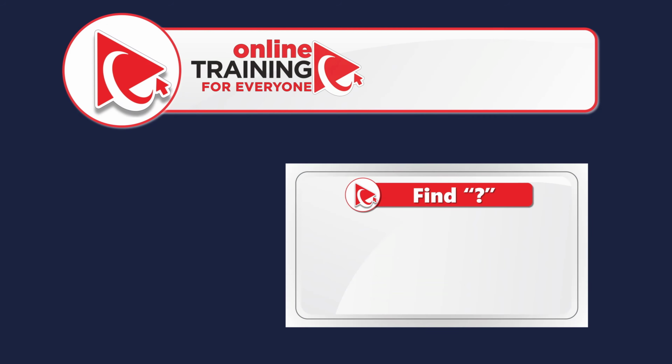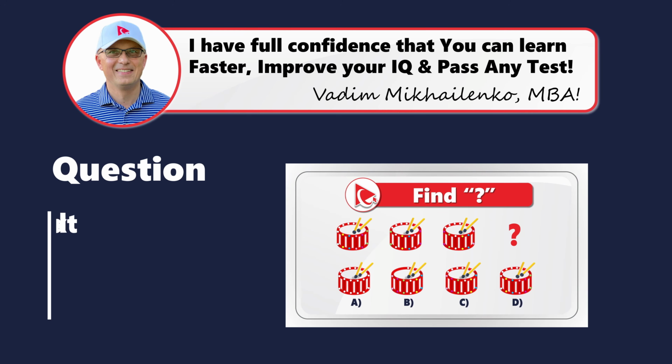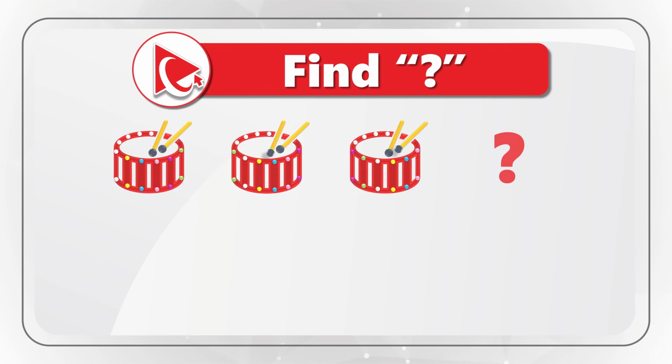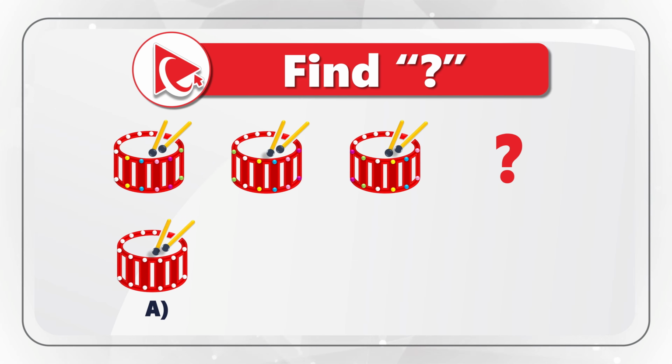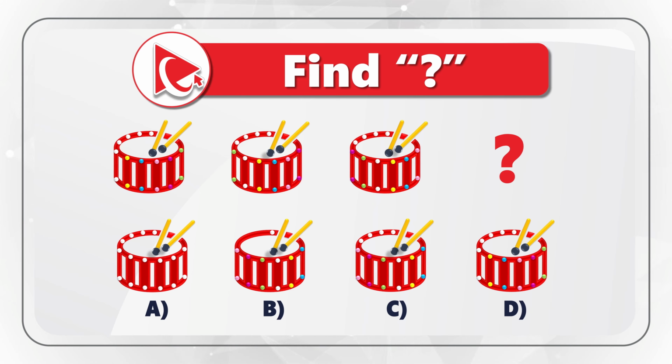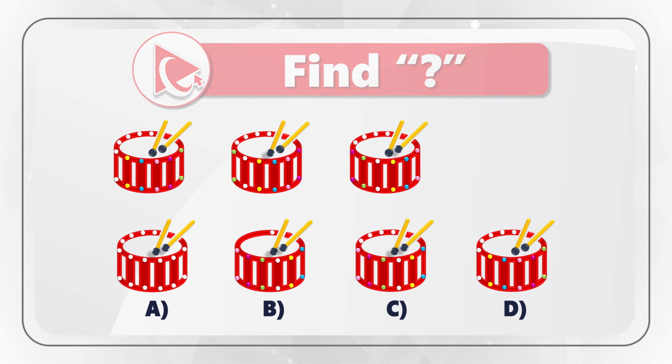Here's the very interesting drum problem, which I have full confidence that you will solve very quickly. You're presented with 3 drums, and the next drum in the sequence is missing. You need to select the next drum out of 4 possible choices. Choices A, B, C, and D. Take a close look to see if you can come up with the answer. Did you figure it out? You would be surprised how simple the answer is.